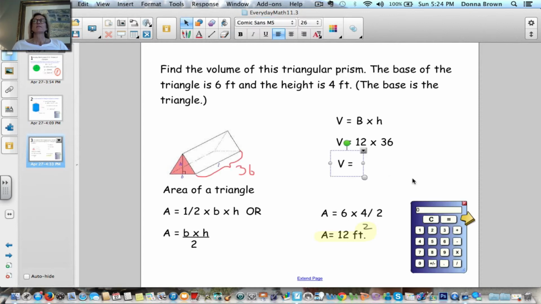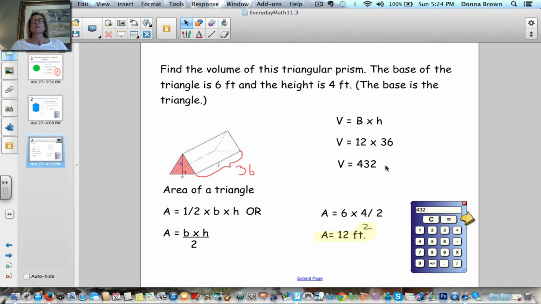So if we plug these numbers in, we have volume is equal to the area of the base, which we calculated to be 12, and then I just wrote in the height of this prism, and it's 36. So we're going to go ahead and do that calculation. I'll use the calculator. It should be 12 times 36, and that's going to give us a volume of 432.